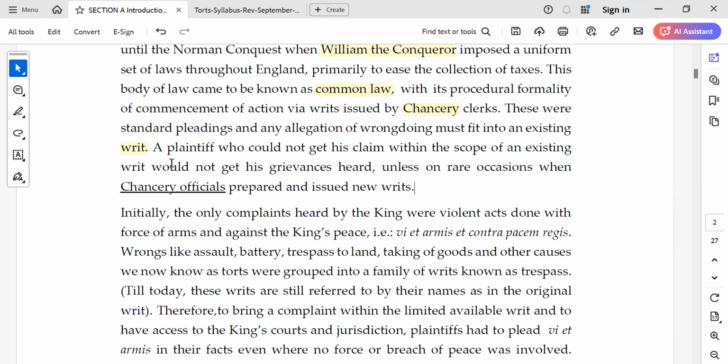Initially, the only complaints heard by the king were violent acts done with the force of arms and against the king's peace. That is, vi et armis et contra pacem regis. That is the Latin statement, but you can see the meaning is violent acts done with the force of arms and against the king's peace.